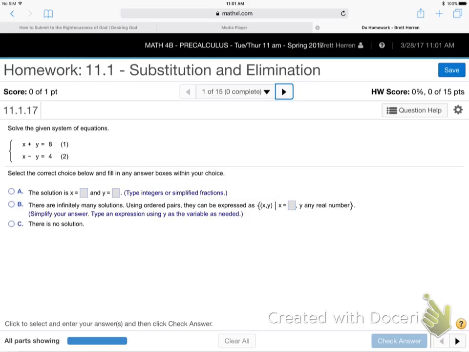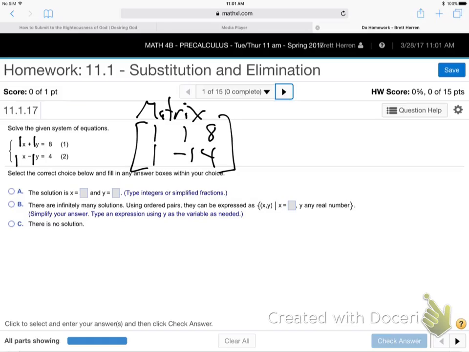All right, so let me go up here, and I'll show y'all how to do it. Let me write out the steps first. You basically put it into matrix form. What do you put into matrix form? You put in 1, 1, 8, 1, negative 1, 4. See what I'm doing? I'm just grabbing the coefficients. Just put that in as matrix A or whichever one you want.